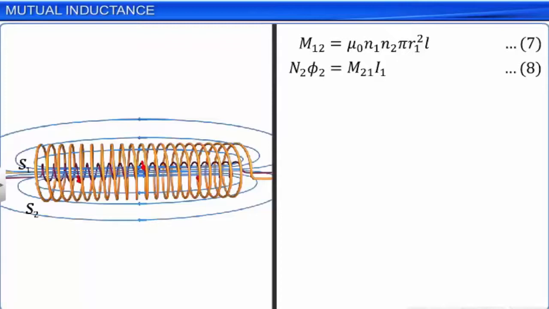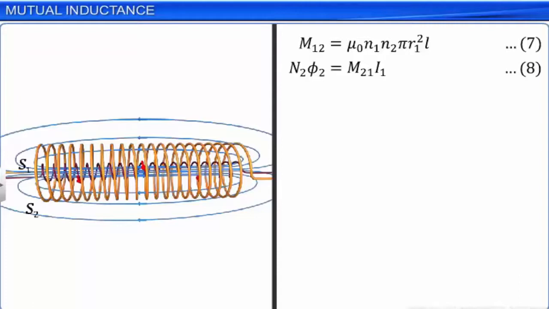Equating the right-hand side of equation 13 and equation 8 and simplifying, we get the expression M21 is equal to mu naught N1 N2 pi R1 square L. Let this be equation 14. Comparing equations 7 and 14, we get M12 is equal to M21. Let M12 is equal to M21 be equal to M, which is equal to mu naught N1 N2 pi R1 square L.